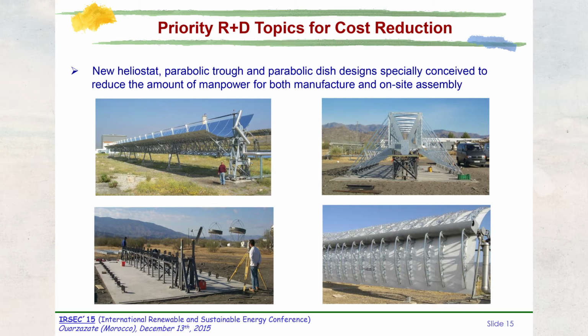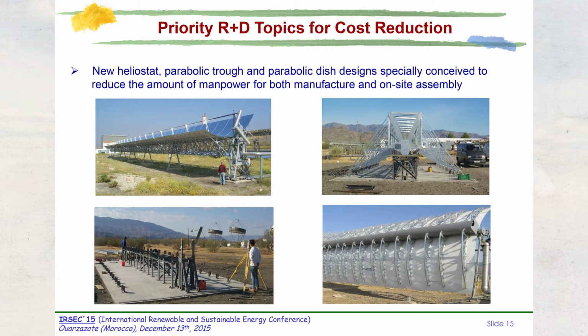And the cost of this manpower is a significant portion of the overall cost of the system. If we have a look at this collector design, this is the collector design implemented in the first 3 Spanish plants. You can see the structure is a complex structure with many steel bars, and a lot of manpower is needed to manufacture and to assemble all these elements with a high accuracy.